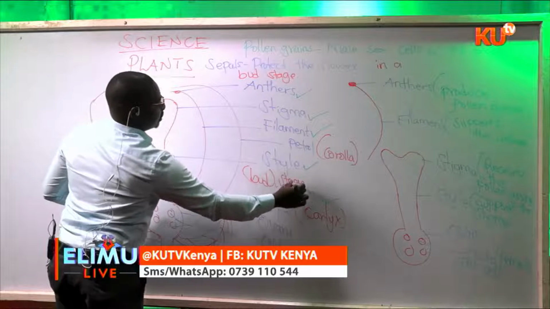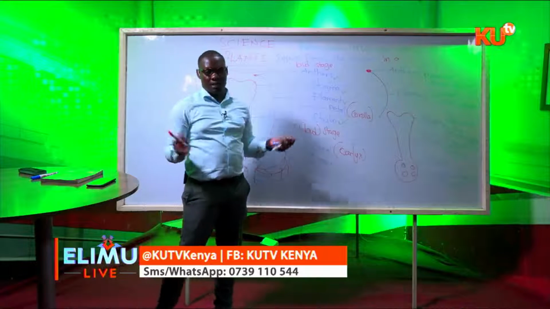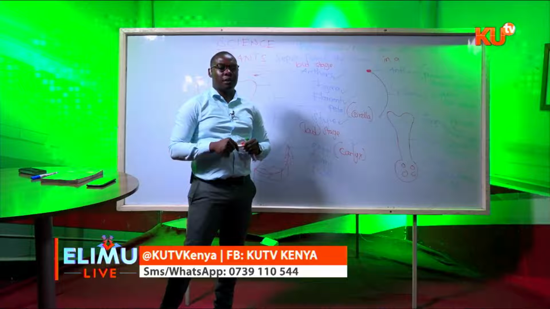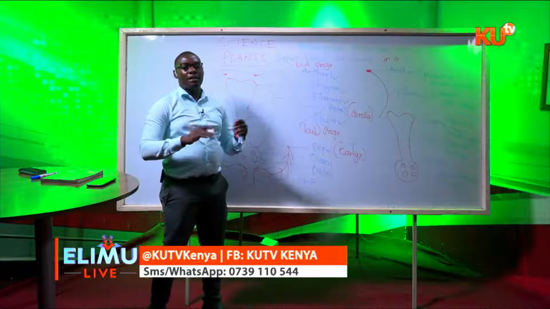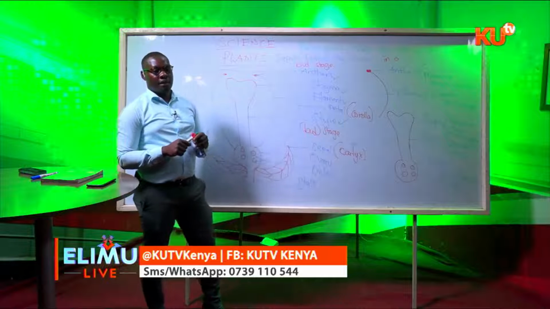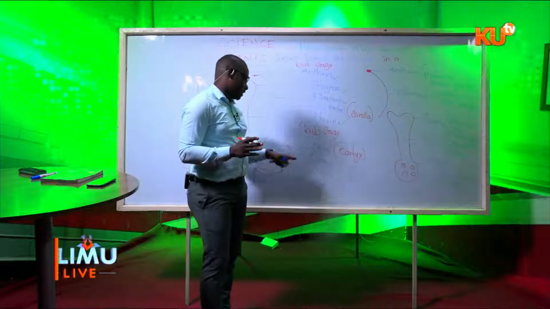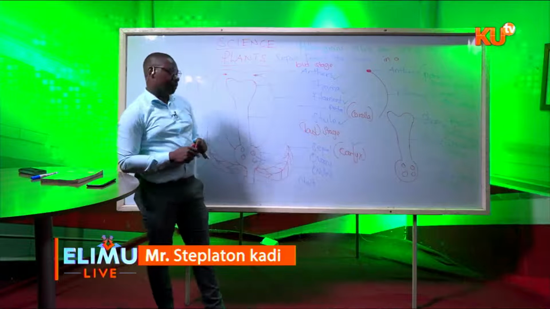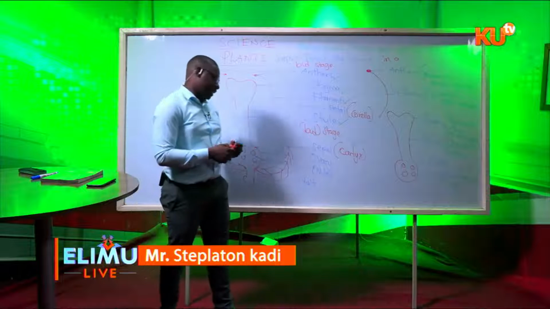Bud stage is the stage before the flower opens up. That is what we refer to as a bud stage. So the sepals are the ones that protect the flower. They cover the flower before the flower opens up. That is the function of the sepals. And they are usually green in color.